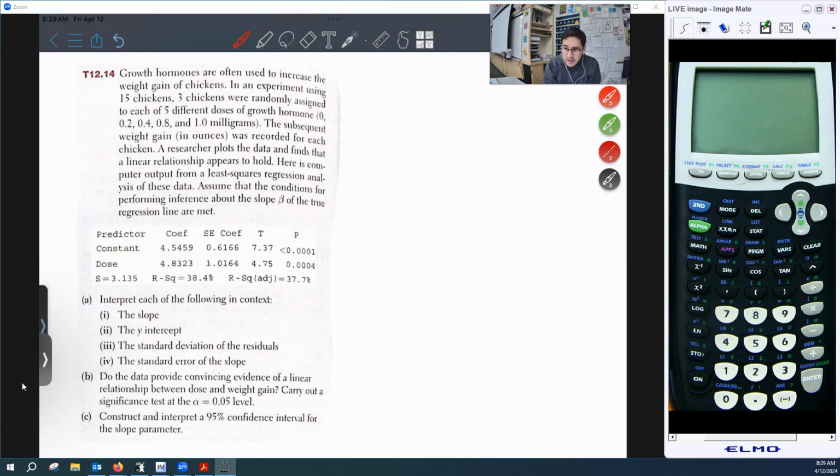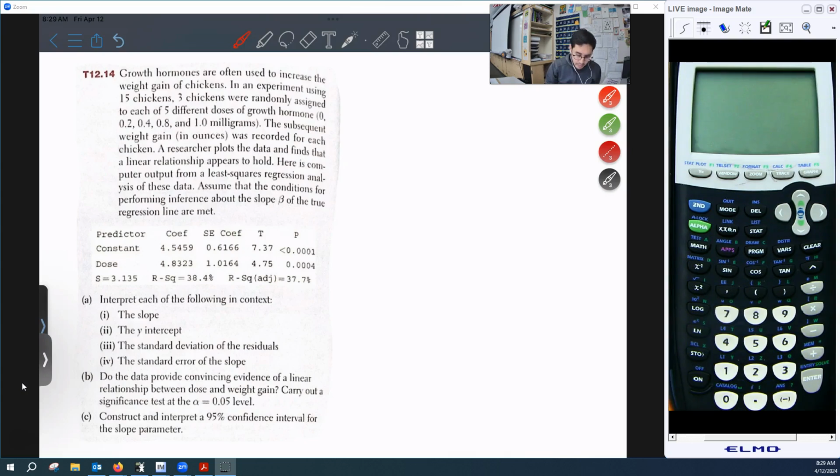A researcher plots the data and finds that a linear relationship appears to hold. Here is computer output from the least squares regression analysis of these data. Assume that the conditions for performing inference about the slope beta of the true regression line are met. Part A, interpret each of the following in context.